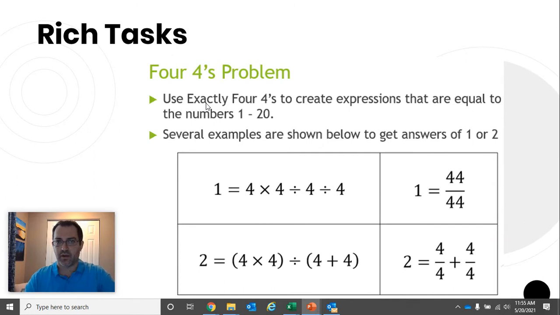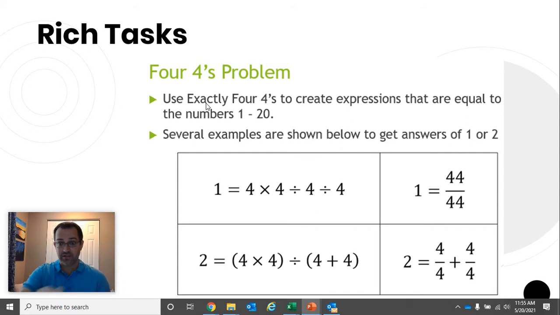The 4 fours problem: trying to come up with expressions using exactly 4 fours to create answers of 1 to 20. It's terrific for number sense. It's terrific for order of operations. But what's nice about it, again, is there's fairly low floor. You can get into it fairly easy. I could just add 4 fours together, right? That's one possibility. But crazy high ceiling, depending on where students want to go with this.